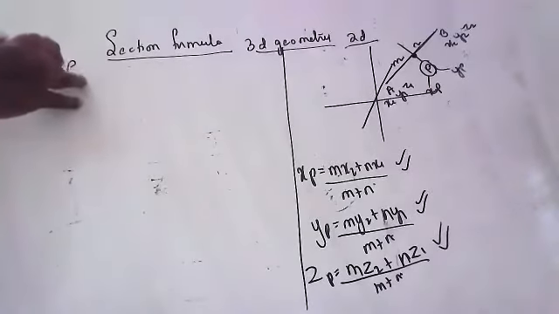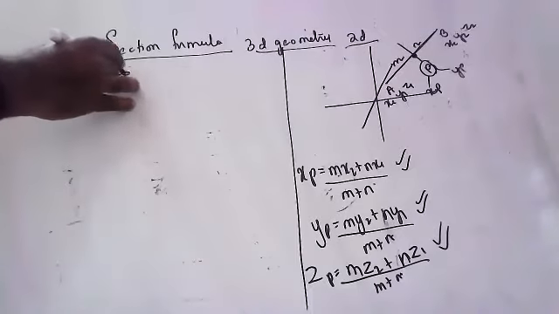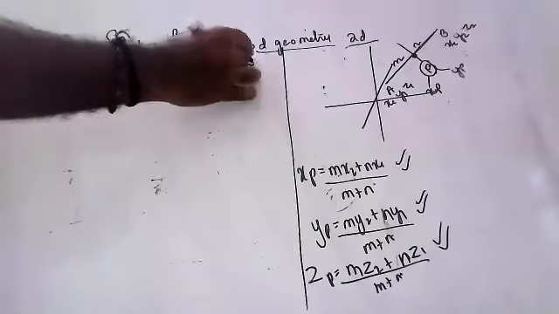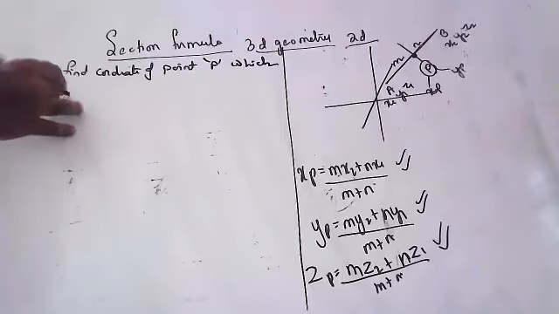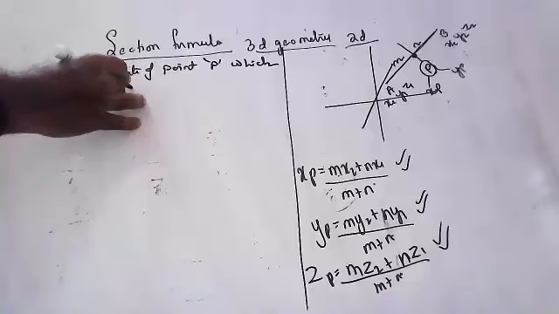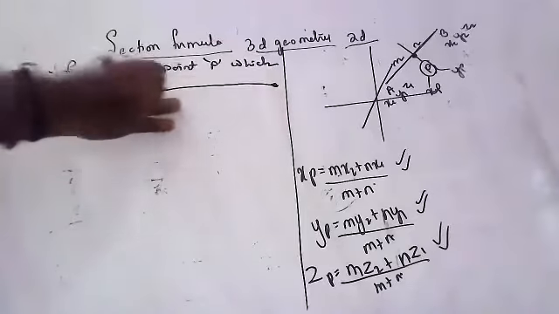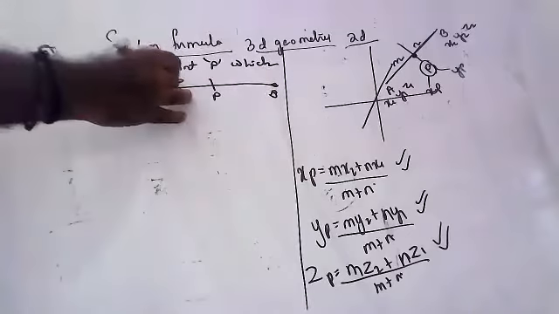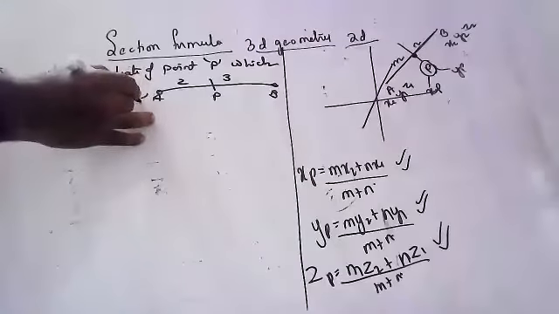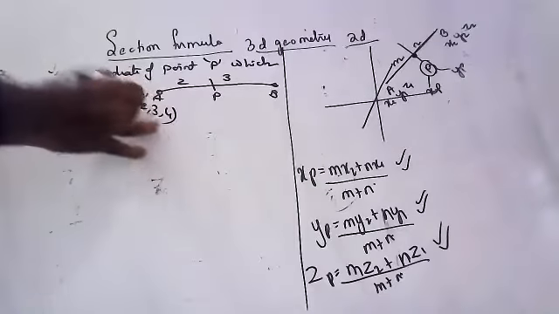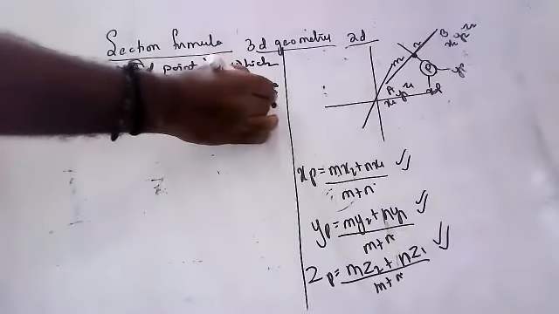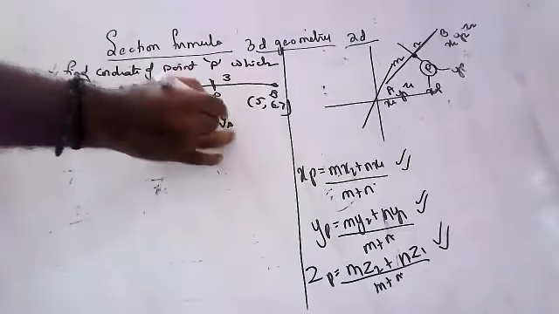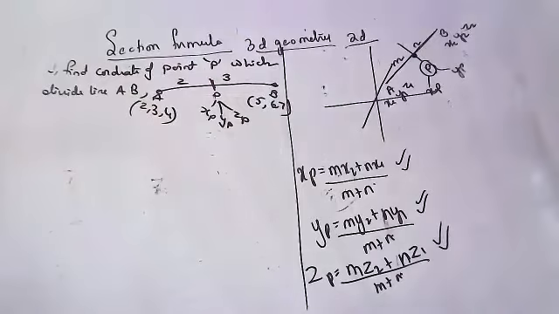Okay, children. Find the coordinates of point P, which divides line AB, where point P is dividing line AB in the ratio 2:3. Let us say the coordinates of point A are (2, 3, 4). Let us say the coordinates of point B are (5, 6, 7). What are the coordinates of point P? You should find out XP, YP, ZP, because every point will have coordinates.